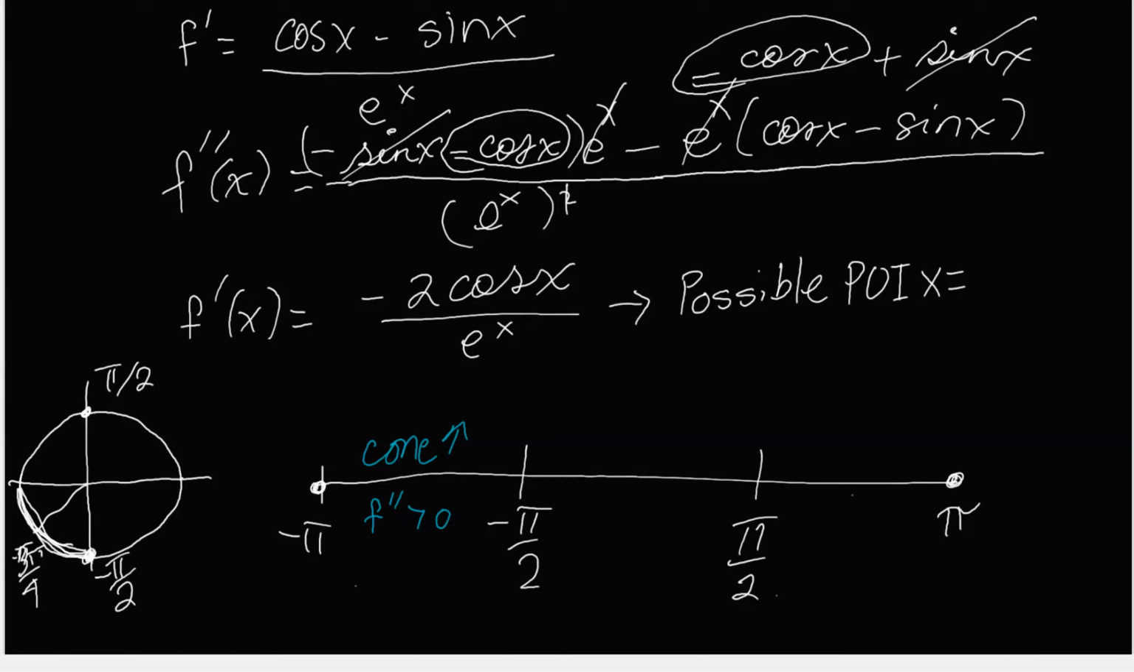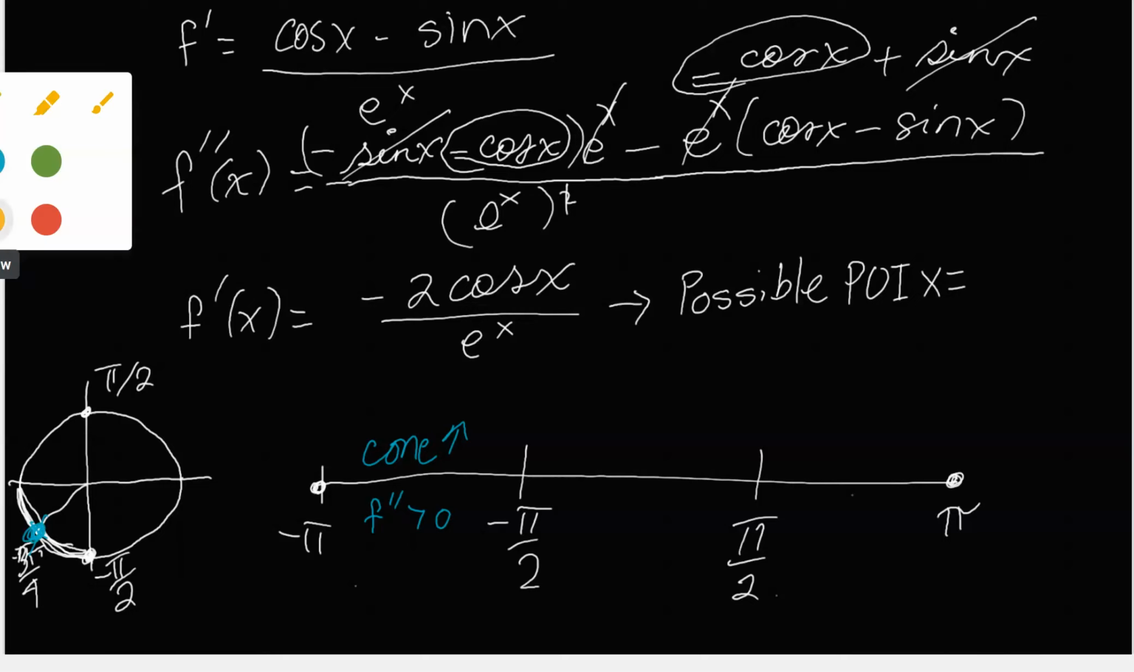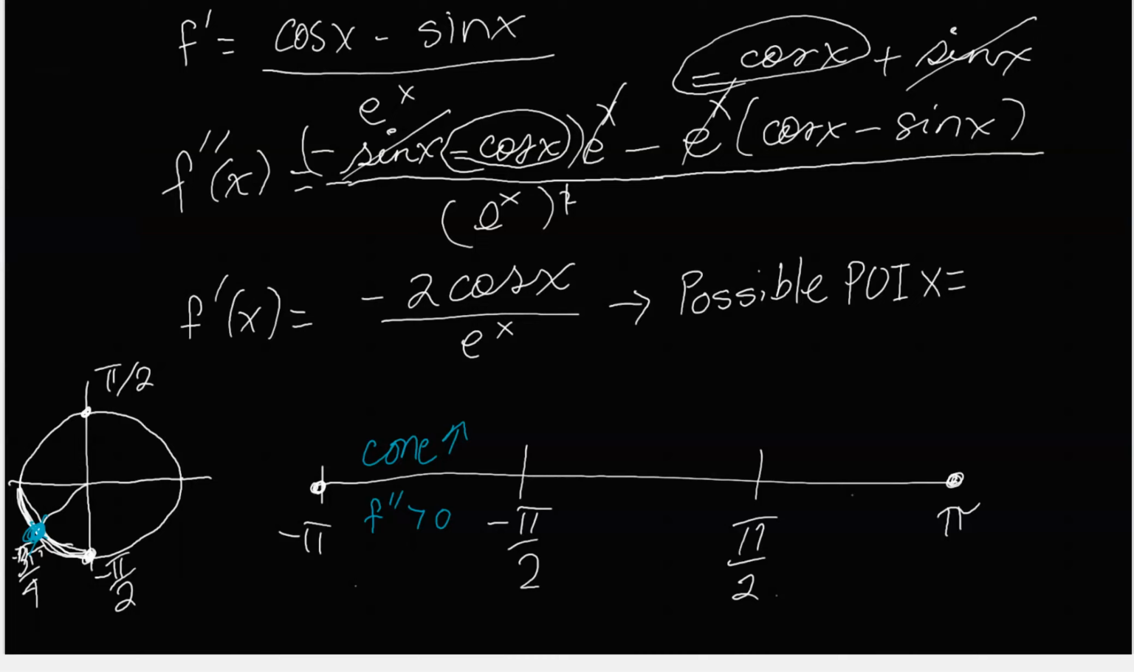Okay, and then pick a number between, so that would be this guy right here, and then we'll pick a number in between negative pi over 2 and pi over 2, which would be within this interval right here. Let's pick 0. Cosine of 0 is 1. 1 times negative 2 is negative 2 divided by a positive number. The second derivative is negative. So on this interval, your function is concave down.